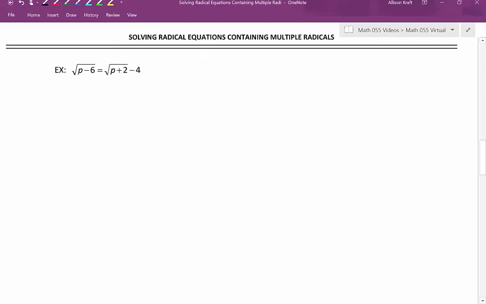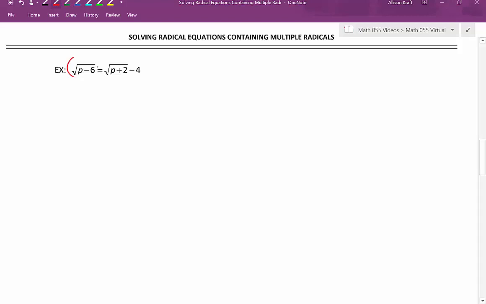Let's solve the equation. Square root of p minus 6 equals the square root of p plus 2 minus 4. We want to start by getting one radical all by itself. Got it. The radical on the left is by itself.